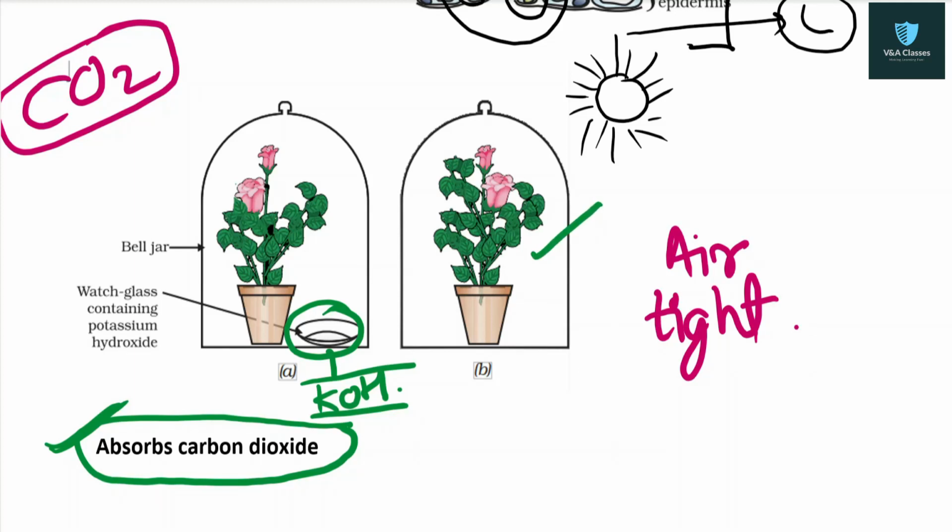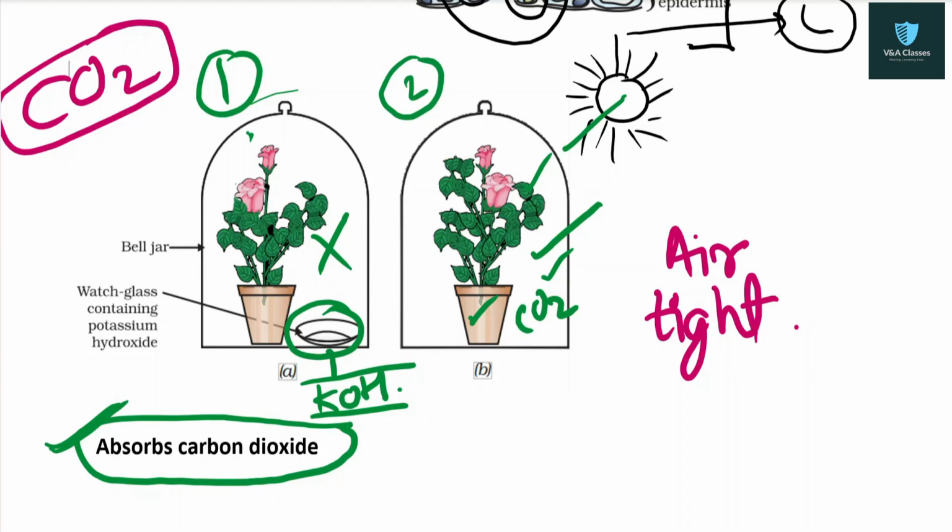This jar will contain carbon dioxide, but this jar will not contain carbon dioxide. So this plant has all the four materials: sunlight, chlorophyll, carbon dioxide and water. So it will carry out photosynthesis, but this plant number 1 will not have carbon dioxide, so it will not be able to carry out photosynthesis.